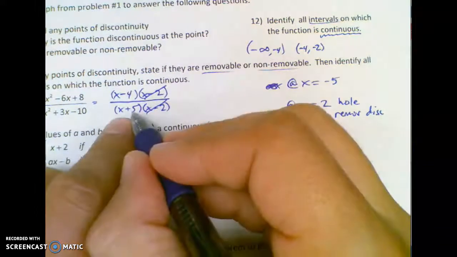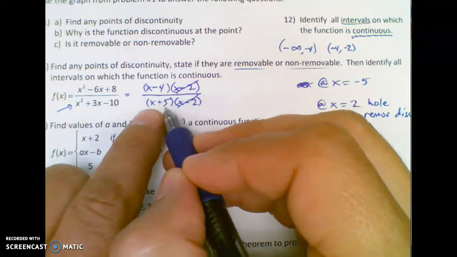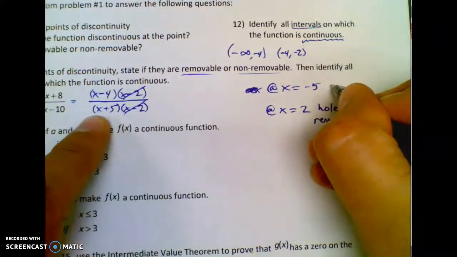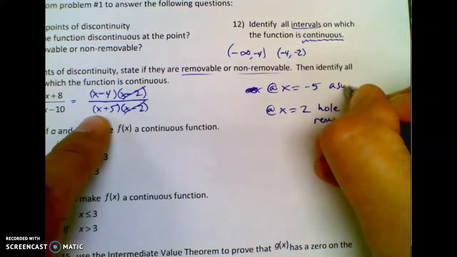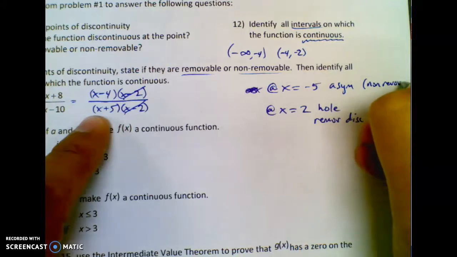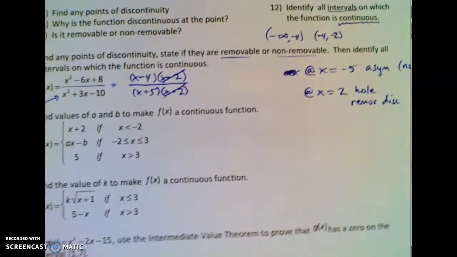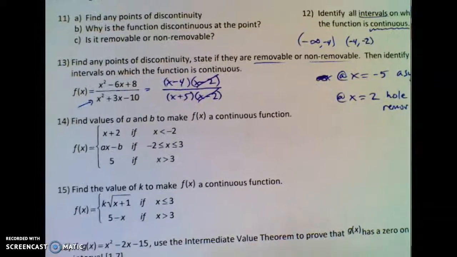Okay, this one didn't go away. Remember, I don't care about the top, I care about the bottom being 0. That's a bad one because it doesn't go away. So this is a vertical asymptote, which is a non-removable discontinuity. Okay, it's a bad one. It's not continuous. Those are the only two places you have to worry about picking up your pencil, though.